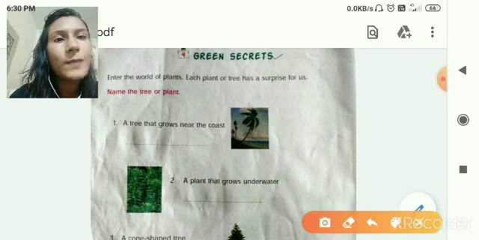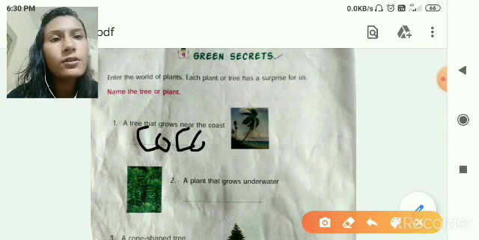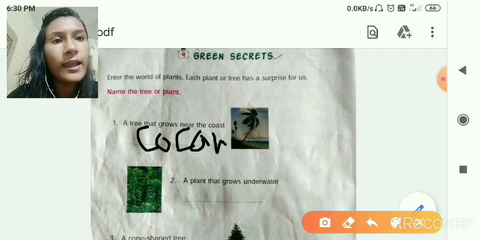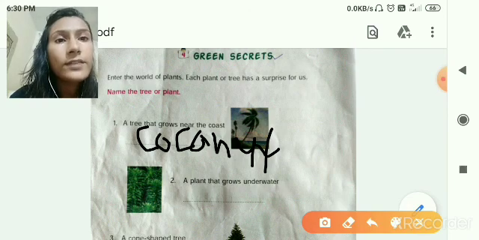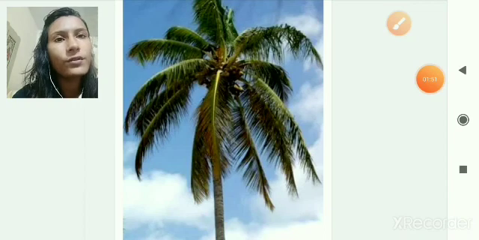So write here the spelling of coconut, C-O-C-O-N-U-T. So the first fill-in-the-blank answer is coconut. A tree that grows near the coast is coconut. You can see the image of the coconut tree.